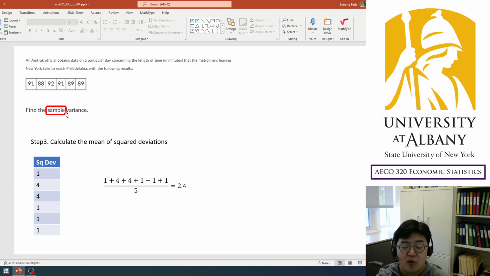This is simple, but what you have to be careful about is the denominator. We are using the sample variance formula, so here comes n minus 1. It should be 5, not the sample size. So the variance is 2.4 using the sample variance formula. The basic steps are the same, but this is the only minor difference.